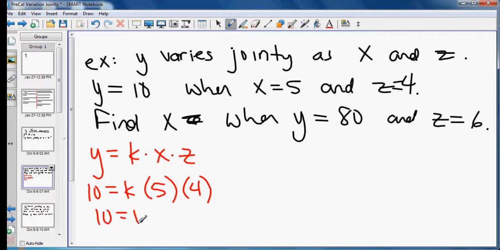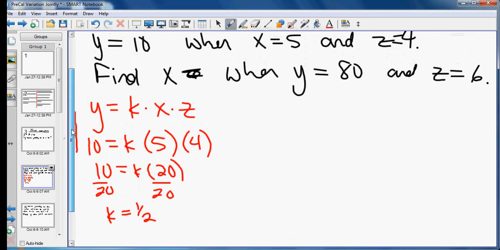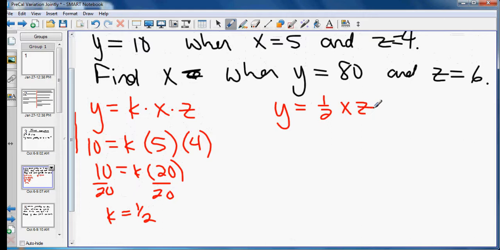5 times 4 is 20, and we can divide both sides by 20, and we'll get that k is equal to 1/2. So we used the first set of numbers they gave us to solve for k. K is equal to 1/2. Now I can write the equation with 1/2 plugged in for k.